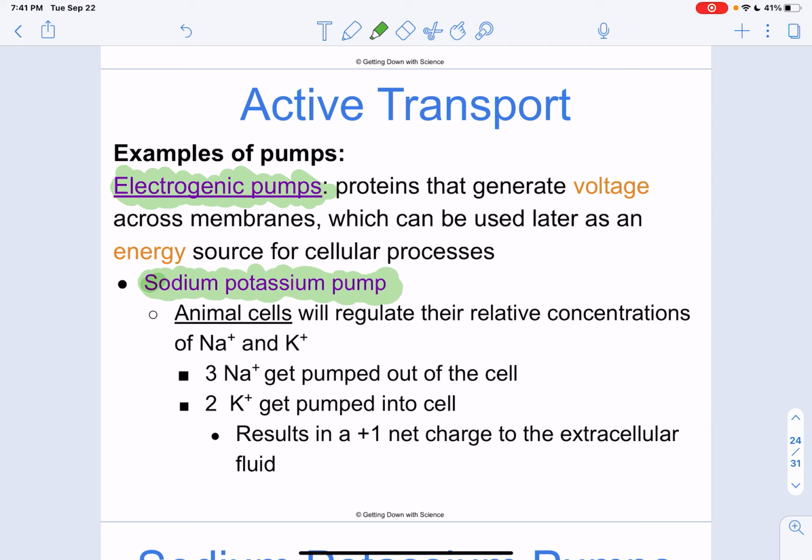What's going to happen is that the cell is going to pump out 3 sodium ions and pump in 2 potassium ions, which will cause a positive charge on the extracellular fluid.